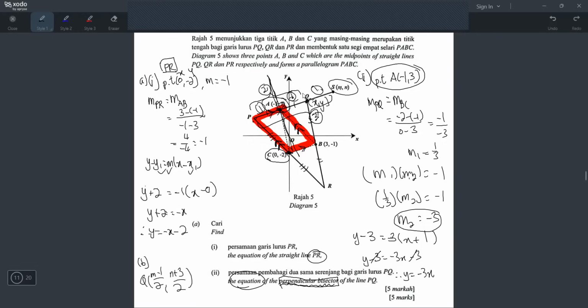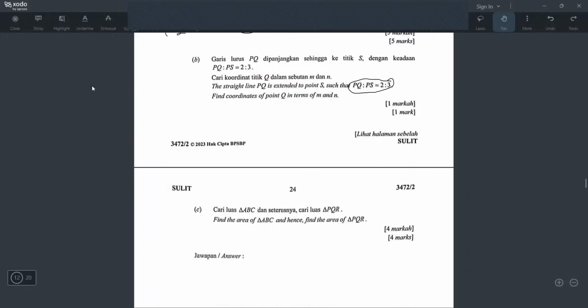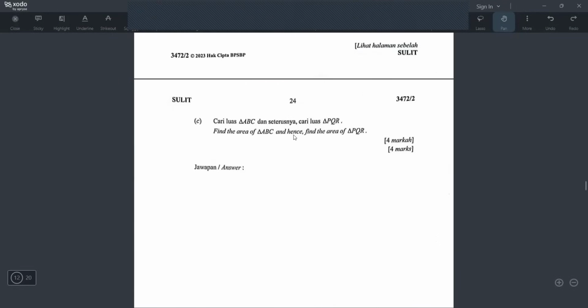Because the ratio is 1, 1. That is why. So that's the B answer. Okay, so that's why it's 1 mark only, because it's just like that. Okay, so C: find the area of triangle ABC, hence the area of PQR.